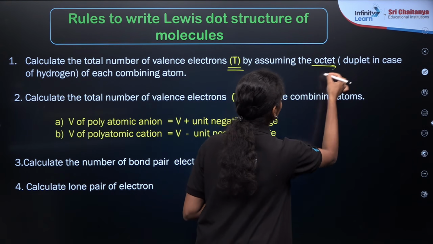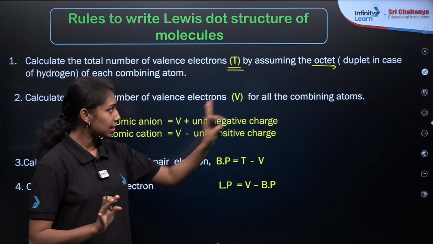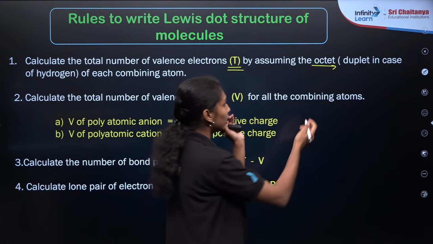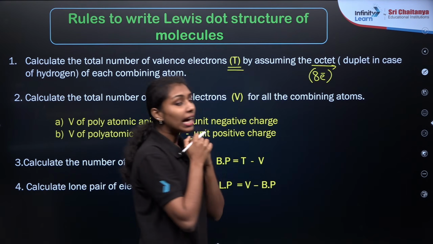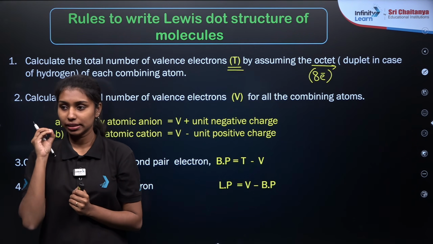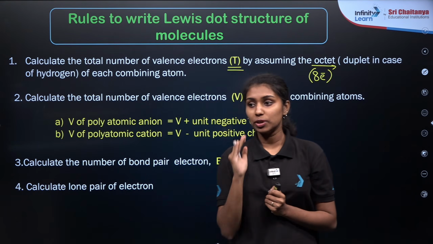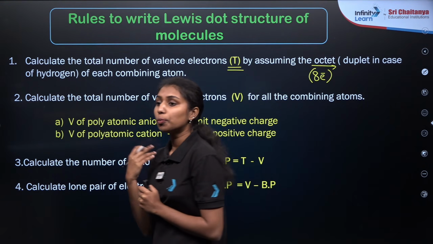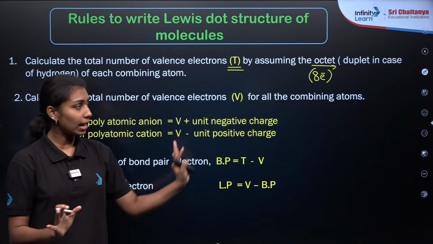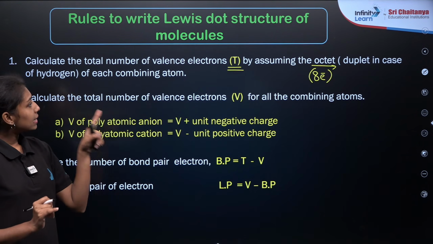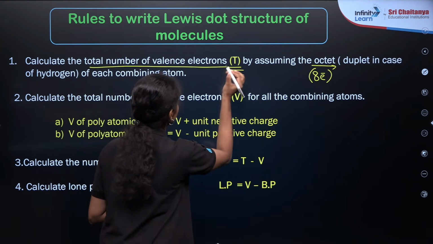Assuming they are octet, right? For example, for any of the elements, you need to consider that it will contain 8 valence electrons because they are highly stable, they will follow the octet rule. And the exception is hydrogen. In that particular molecule, you need to give the number of electrons as 2, which means that hydrogen is duplet in nature. Duplet means they will contain only 2 electrons in their valence shell. This is the first rule. We need to identify the total number of valence electrons, given by the letter T.